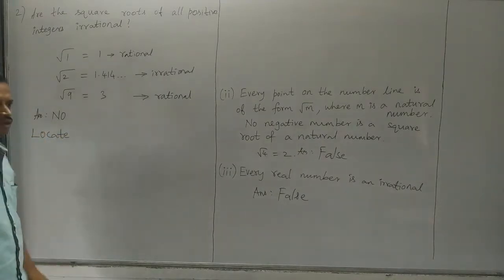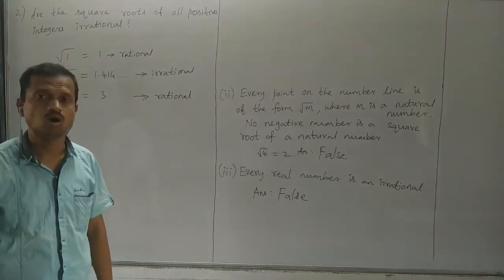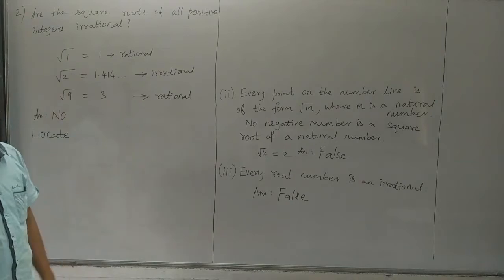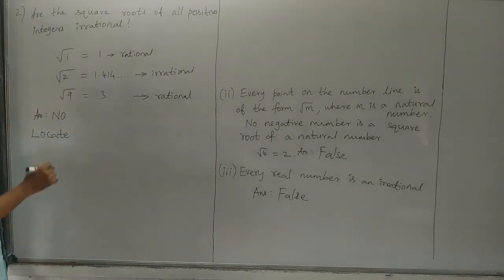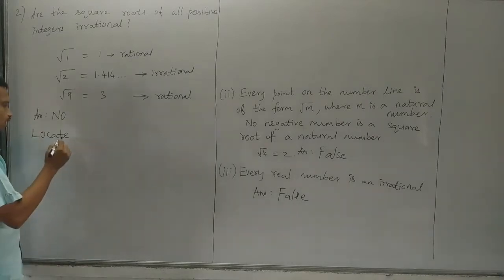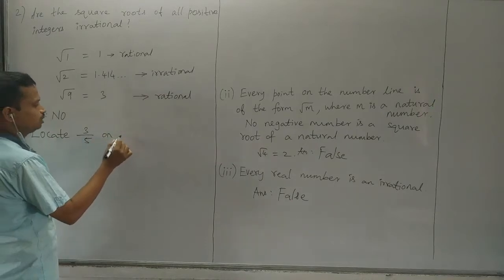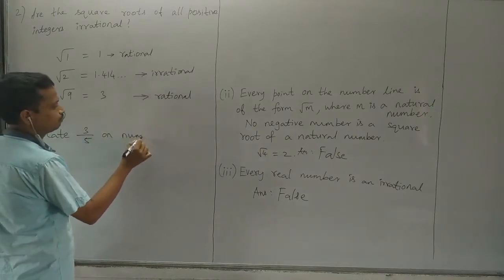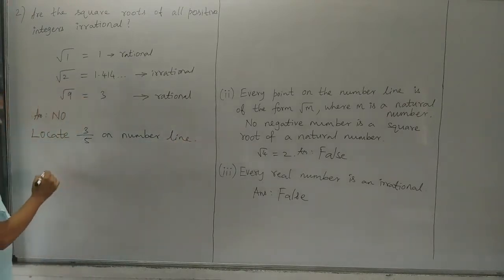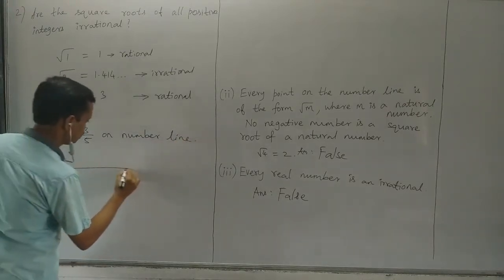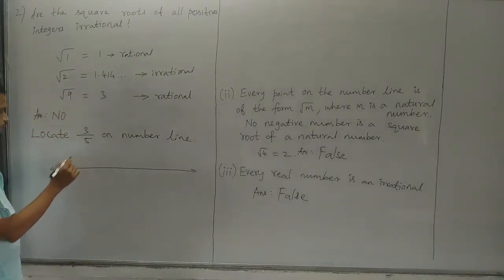In your book, the next question is, locate root 5 on the number line. So, before trying to understand how to locate root 5 on our number line, we recall what we have studied in 8th standard. Locate 3 by 5, a rational number, on the number line. So, how to locate this? For this, you have to draw a number line.